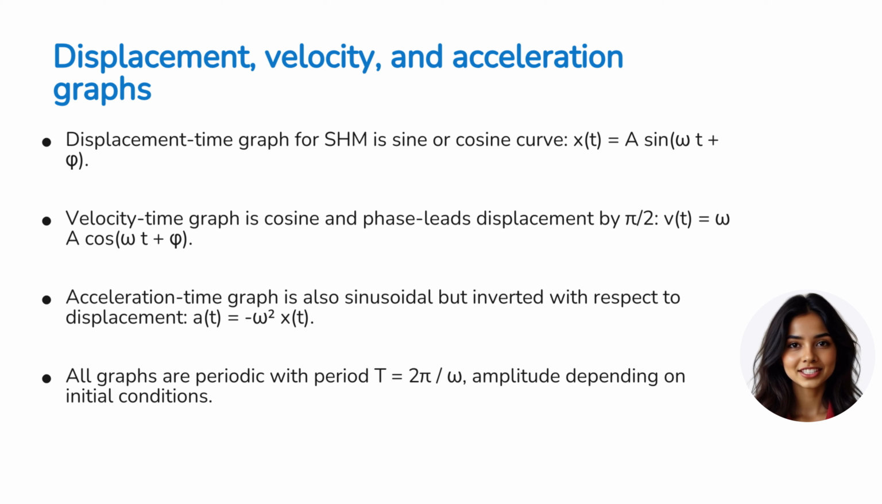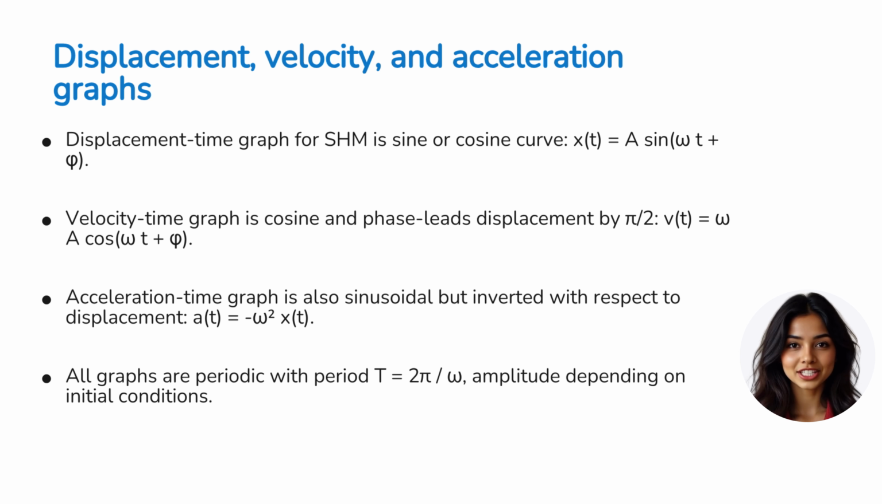The displacement time graph of SHM is a smooth sine or cosine curve that oscillates between plus and minus the amplitude. The shape repeats itself after a fixed period T, which equals 2 pi divided by omega. The velocity time graph is similar but follows a cosine function, leading displacement by pi over 2 radians. This means velocity peaks when displacement crosses 0 and zeroes out at the displacement extremes.